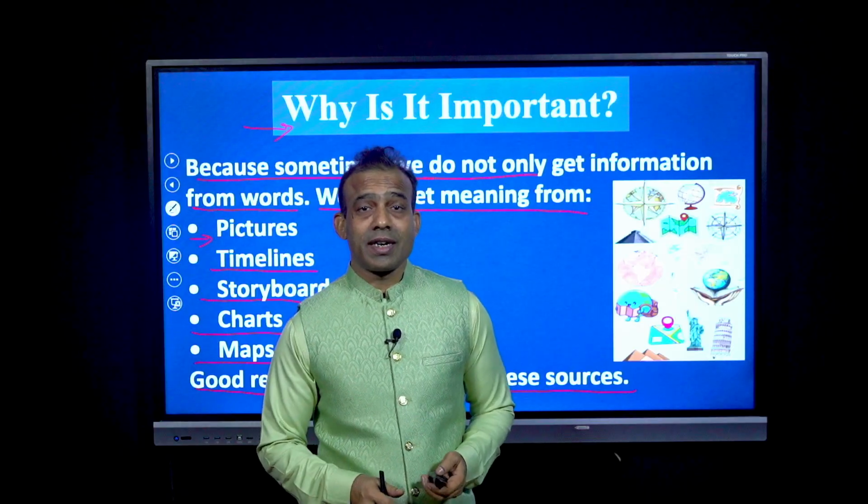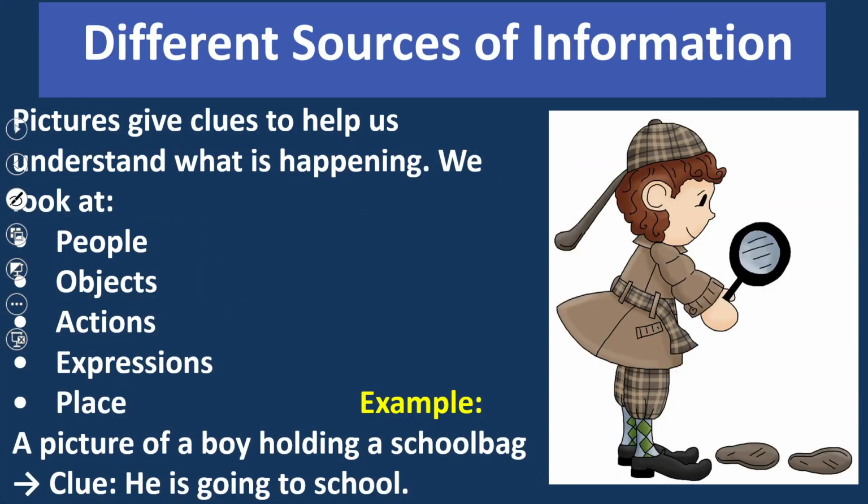Now move to the next part of the lecture. Yes, different sources of information. We have already discussed it, but right now look at this in another way. The first source is pictures. Pictures give clues to help us understand what is happening. We look at people, objects, actions, and expressions in the picture, right? A picture of a boy holding a school bag. Clue: he is going to school.